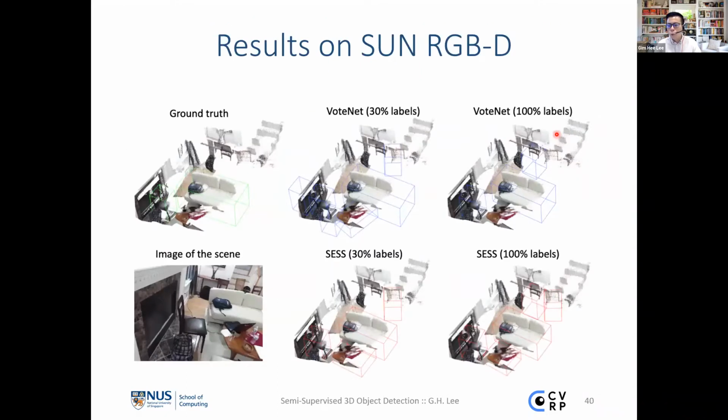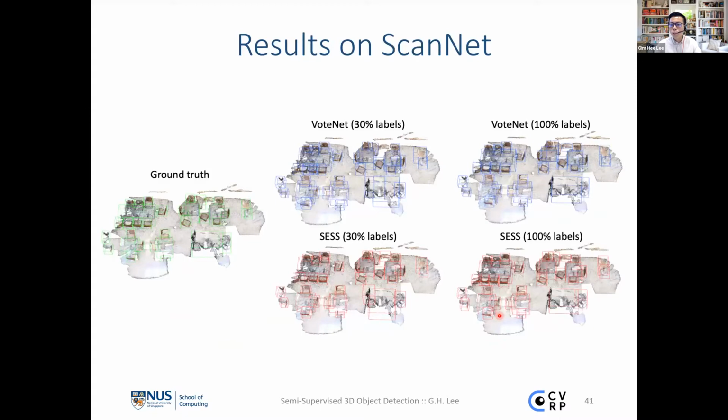Here are the qualitative results of SESS compared to VoteNet on the SUN RGB-D dataset. We can see that our SESS gives estimations closest to the ground truth at 30% labeled data. Our SESS is also able to detect more objects than the ground truth at 30% and 100% labeled data. Here are the qualitative results of SESS compared to VoteNet on the ScanNet dataset. We can see that our SESS gives results closer to the ground truth.